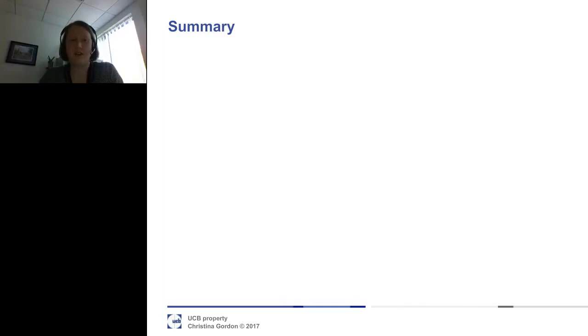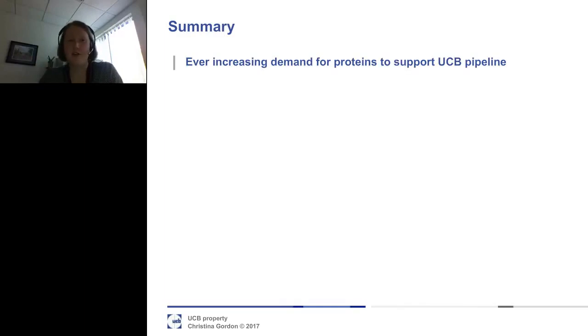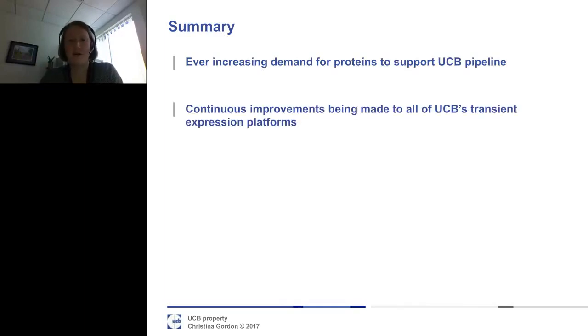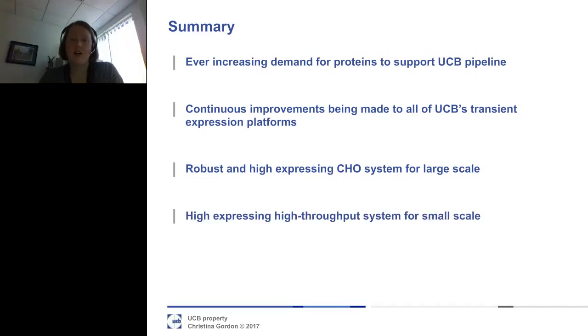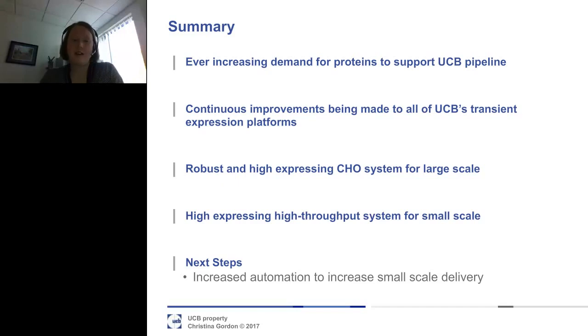In summary, I've shown you the ever-increasing demand for proteins to support the UCB pipeline. I've shown you the continuous improvements that were made to our transient expression platforms. I've shown you our robust and high expressing CHO system for large scale and our high expressing and high throughput system for small scale. The next steps would be for us to increase automation to increase the small scale delivery.